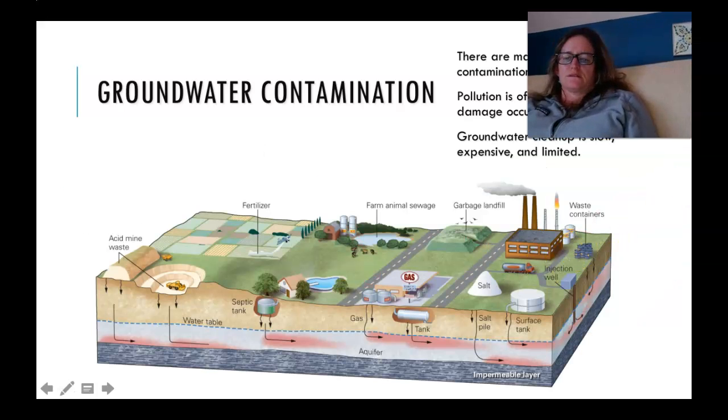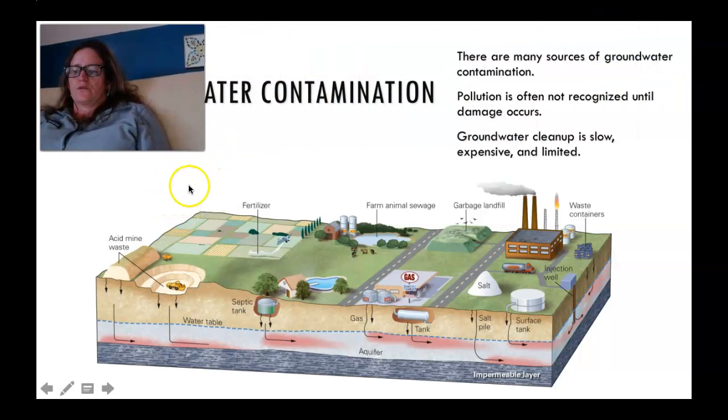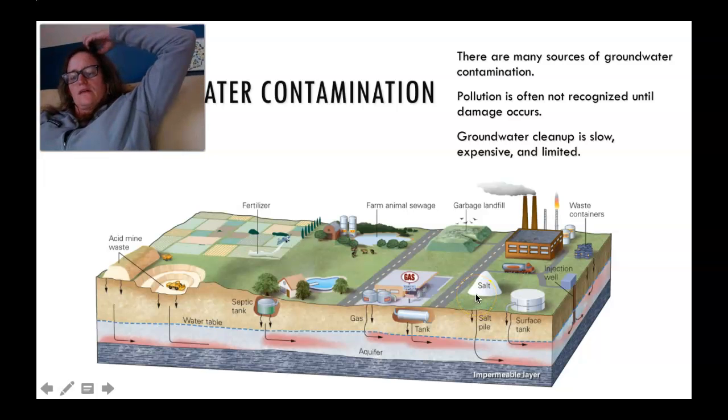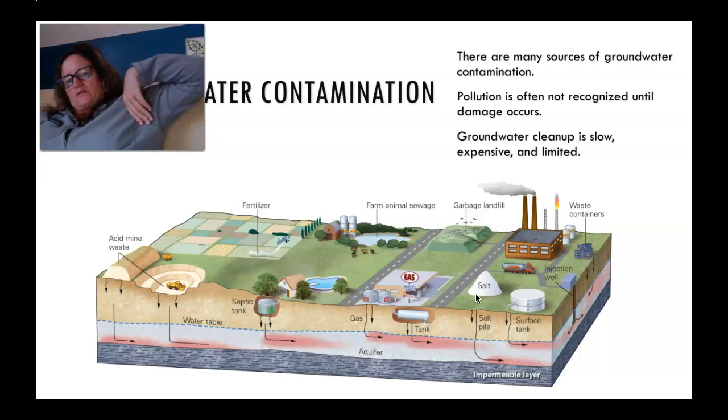This is a pretty busy diagram here, but take a few minutes to study all the different ways. 1, 2, 3, 4, 5, 6, 7, 8, 9, 10, like 11 different ways, places, situations where groundwater can get polluted.